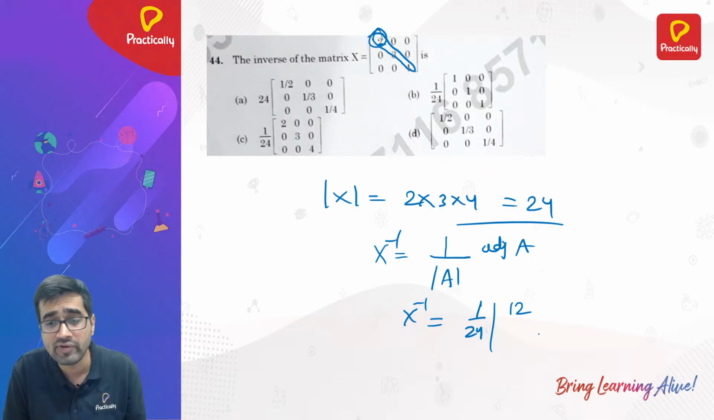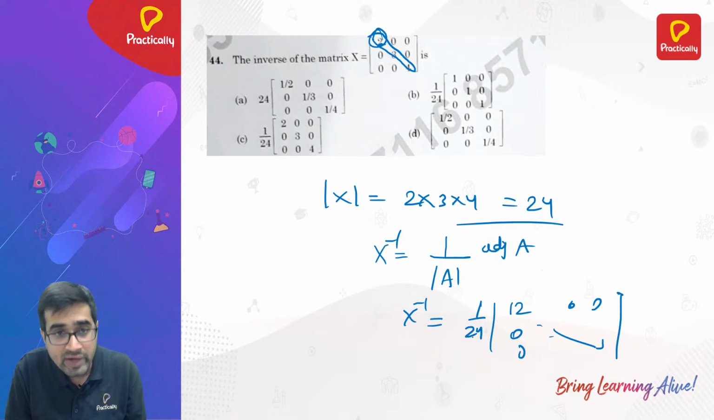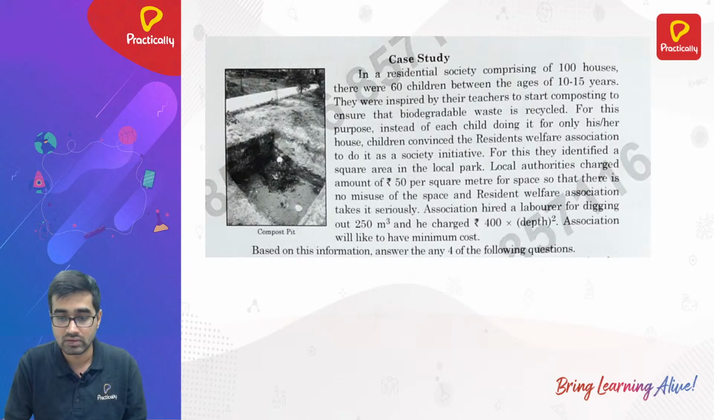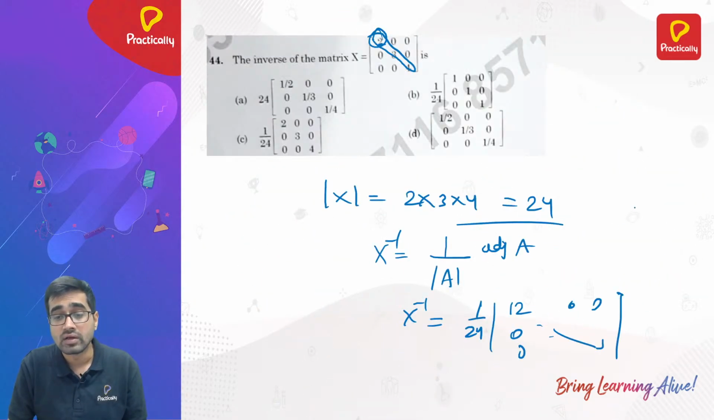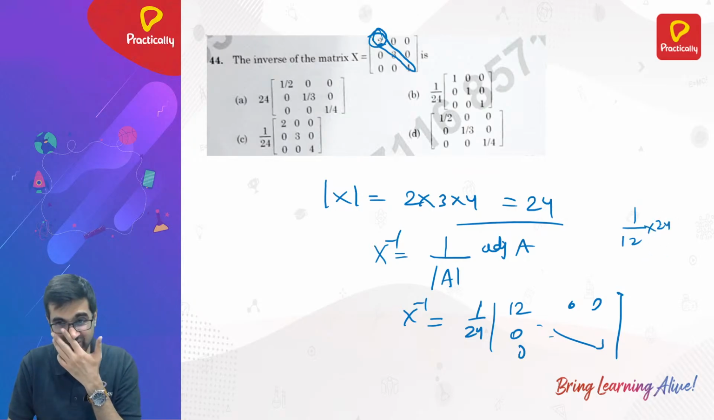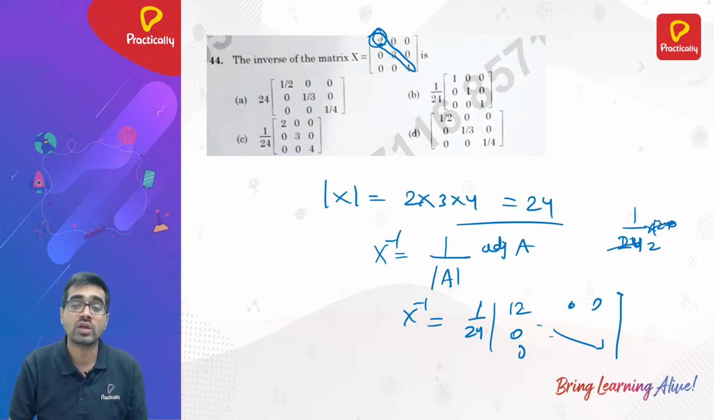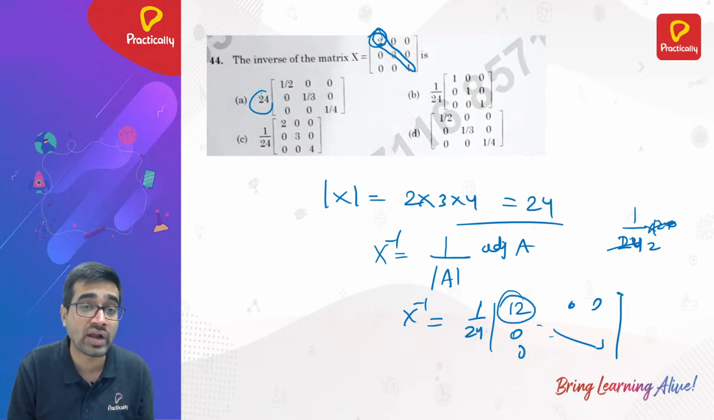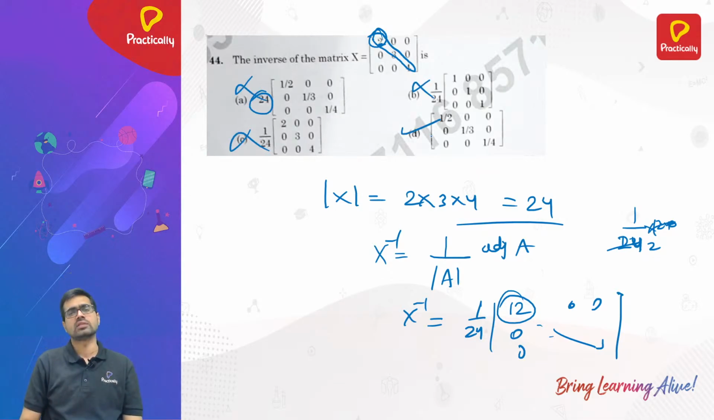So now you get 1 by 24, whatever it comes, the 0s will pack, only the diagonal will come. Now the moment you send 24 inside, it will become 1 by 24 times 12. So it will become 1 by 2. So this term will be 1 by 2. It cannot have 24 outside then. Wrong. This is wrong. This is the right one. Done.